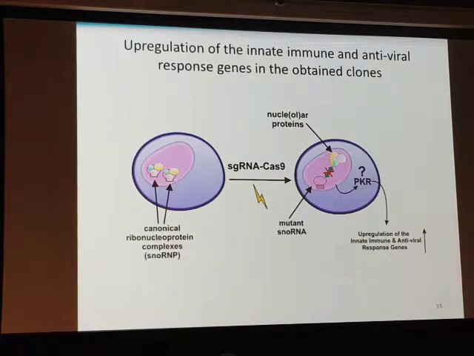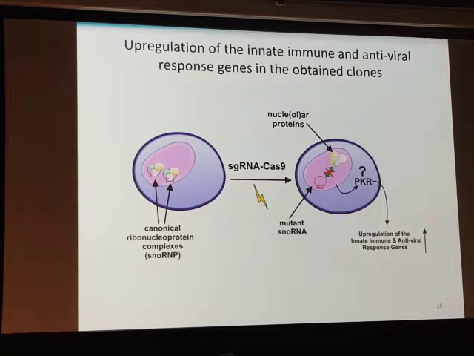Upregulation of the innate immune and antiviral response genes in the obtained clones, as we suggest, can be due to the inability of the mutant snRNA to be associated with nucleolar proteins. Canonical snRNAs are associated with nucleolar proteins, and then they stay within the nucleolus where they perform their function. In the case of mutant and unbound snRNAs, they are released into the cytoplasm, where they cause the creation of the innate immune and antiviral response through the protein kinase R mediated pathway.